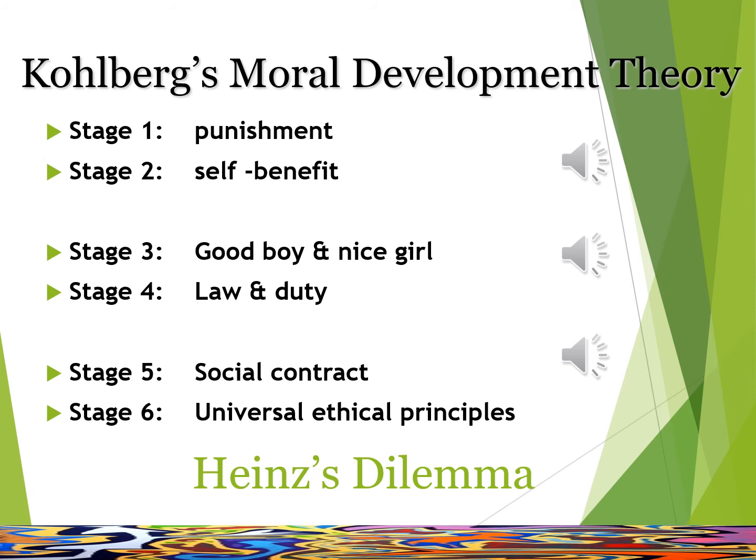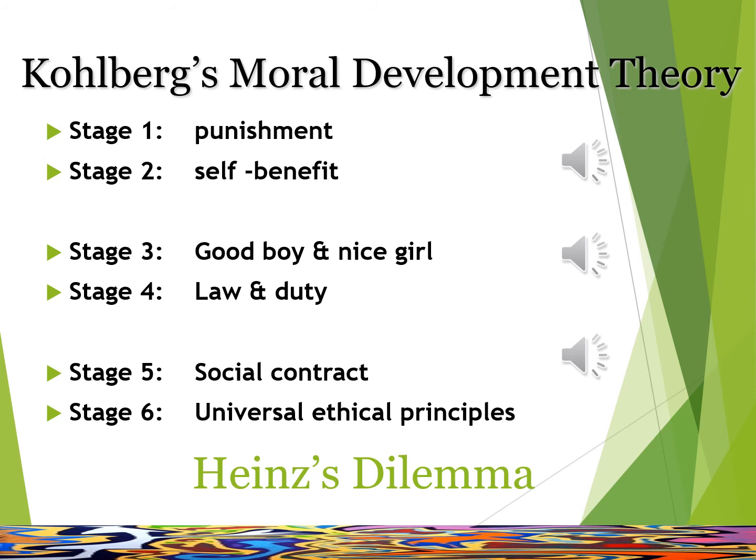Let's look at how Kohlberg acquired his data. He created stories, scenarios. His most famous one was the Heinz dilemma. In this dilemma, Heinz is a man whose wife has cancer. Only one drug can save her. It's made locally, but the pharmacist wants a fortune for the drug, and Heinz is a poor man.